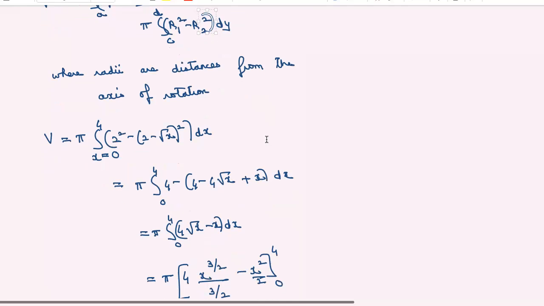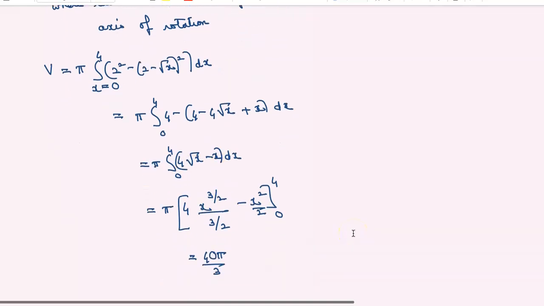So when you integrate it, you get 4 minus (a minus b) the whole square. 4 minus (4 minus 4 root x plus x), that is pi times integral 0 to 4, 4 root x minus x dx. Integral of root x is x raised to 3 by 2 by 3 by 2. Integral of x is x squared by 2. So your answer is 40 pi by 3.